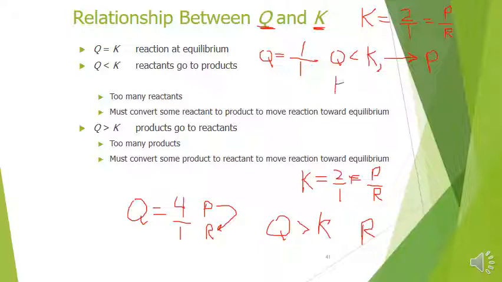I could rewrite this one up here as K is greater than Q. It'll push towards product. That's another way of writing this up here.